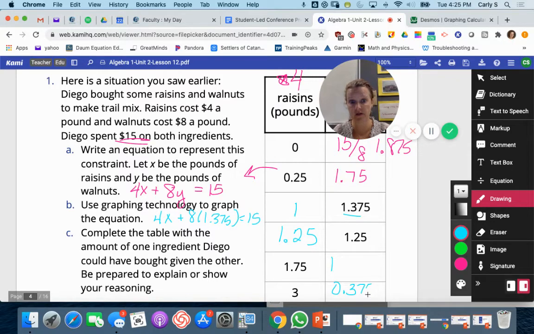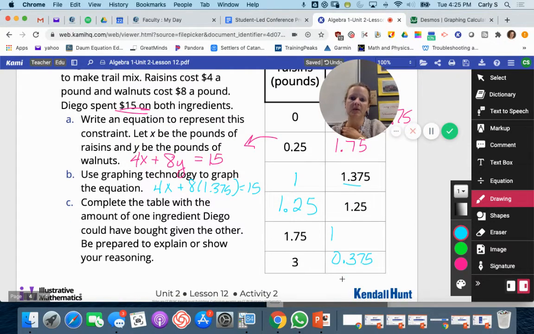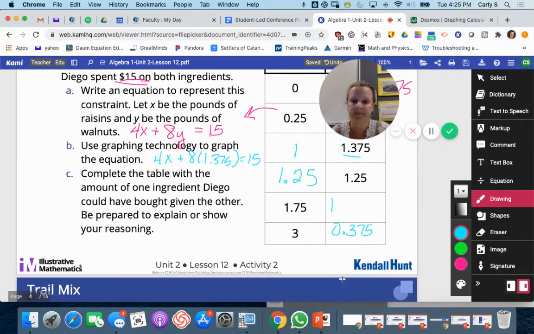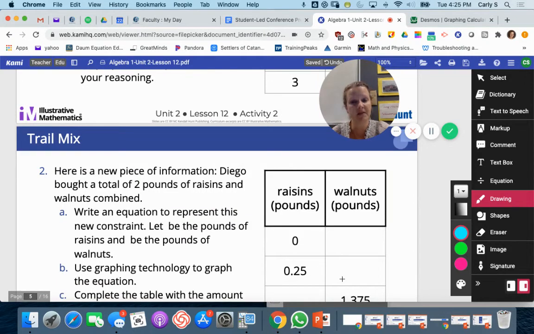This is all algebra. All right, so complete the table with the amount of one ingredient Diego could have bought given the other. Be prepared to explain or show your reasoning. Here's a new piece of information. Diego bought a total of 2 pounds of raisins and walnuts combined. So now we have one equation that talks about how much money Diego spent, 4x plus 8y equals 15. Now we also can say Diego bought so many pounds of one plus so many pounds of the other and bought 2 pounds total. Okay, 2 equations. It's a system. Pretty cool.